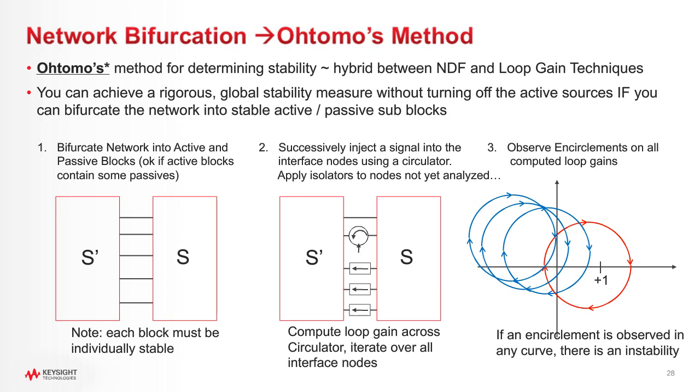And essentially what you do is you observe all of these interface nodes and you successively inject a signal through a circulator into each interface node. And you do it in an iterative manner. So you put isolators on some of the other nodes as you walk through it, and you compute a family of loop gain curves. And when you observe the encirclements of those loop gain curves, it turns out that you can get a global rigorous analysis of stability similar to normalized determinant without needing to go into the internal device and turn everything off.